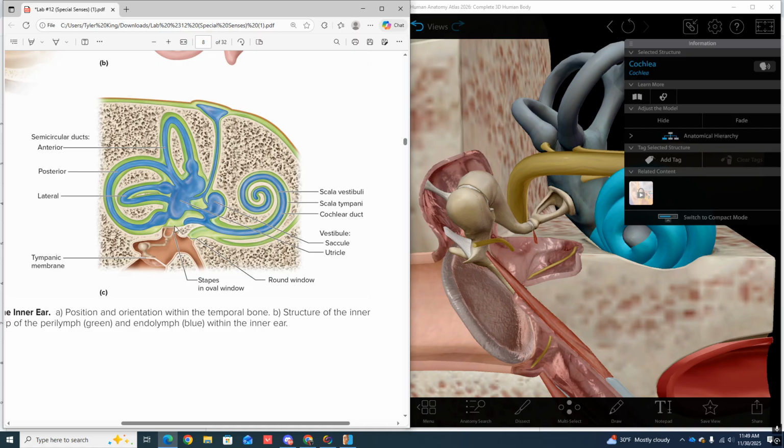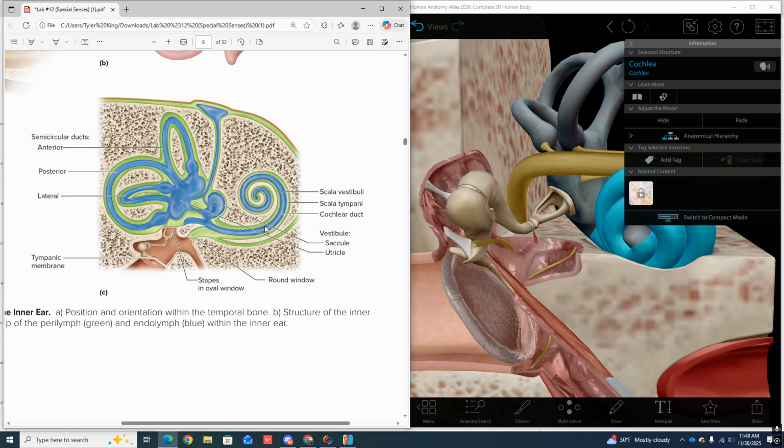So, stapes transmits the sound, okay? All of this green stuff here, okay, is called perilymph, all right? Perilymph. So, it is fluid that is similar to cerebrospinal fluid, but it helps transmit sound. This fluid lines the scala vestibuli and the scala tympani, okay?